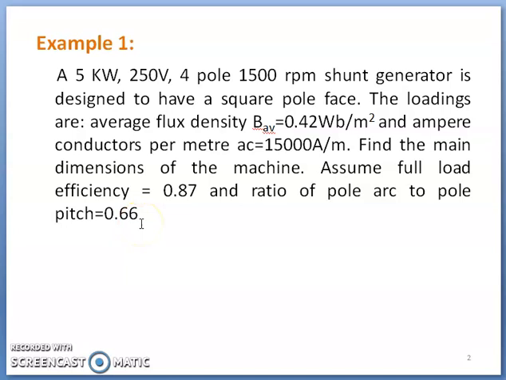Here output rating of machine is 5 kilowatt. Speed is mentioned and pole face is given. It is square pole face. Both magnetic and electric loadings are mentioned, that is B average and AC, and asked to determine main dimensions of the machine. Main dimensions of machines are nothing but D and L. Okay, and efficiency is given as 0.87 and ratio of pole arc to pole pitch, that is psi, is given as 0.66. Okay, using these given data, let us solve this problem to determine main dimensions.